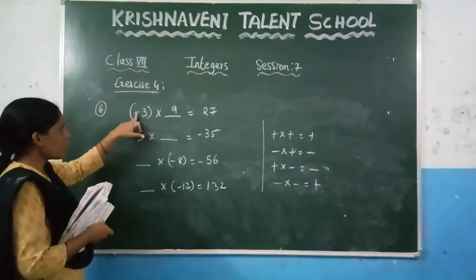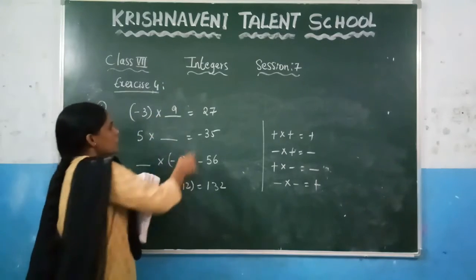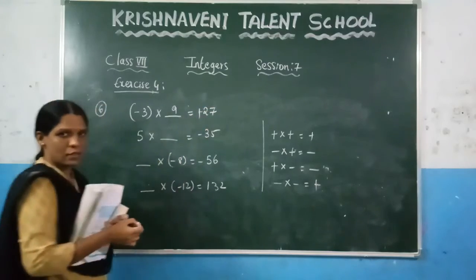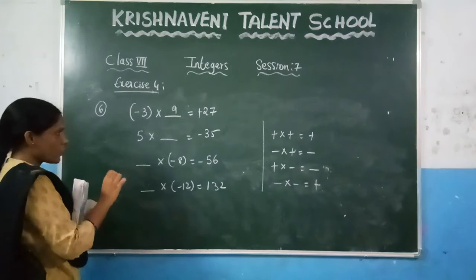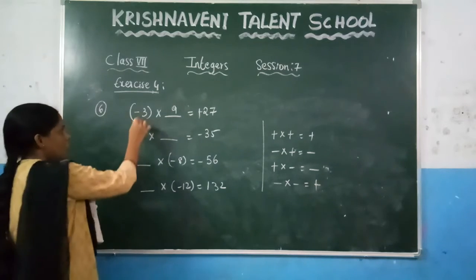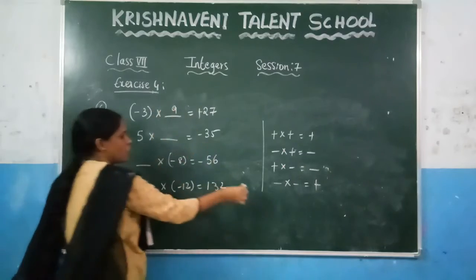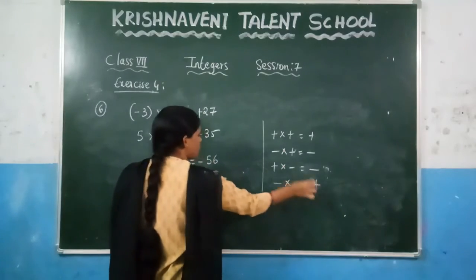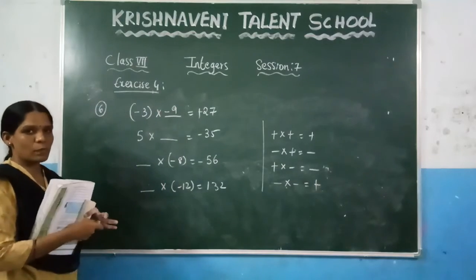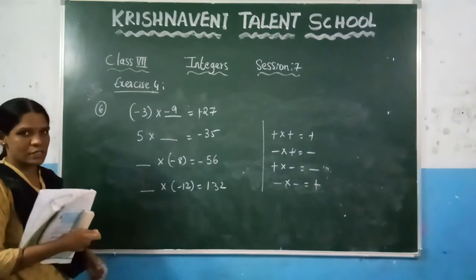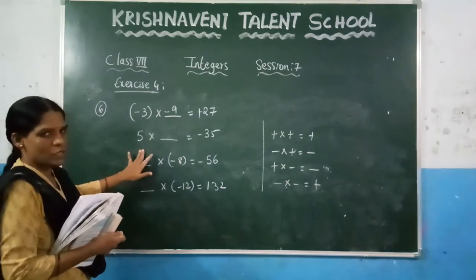So here, minus into which symbol do you need to keep here so that the result we get is plus? Right, what is the result given here? Plus 27. So now you have to check the symbol. Here minus is there. Minus into which symbol? You know that minus into minus is plus. So you have to keep minus here. So the number you need to multiply to get the result 27 is minus 9.